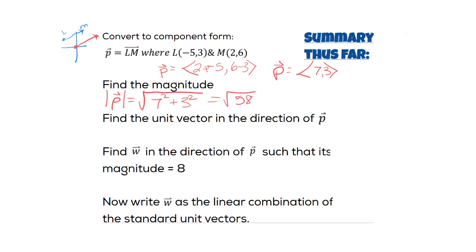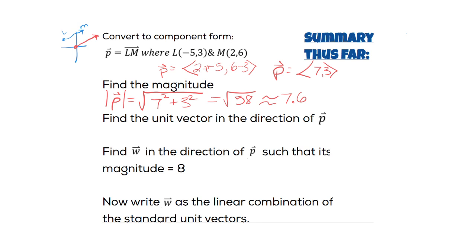Now I could reduce it, but it doesn't happen to reduce, so I'm going to leave it. Although I do want to have an inkling of how long that is. Can you just, without a calculator, estimate, ballpark, what do you think the square root of 58 is? Okay, hopefully you're saying somewhere around 7.6 or something like that. All right, so that's how long it is.